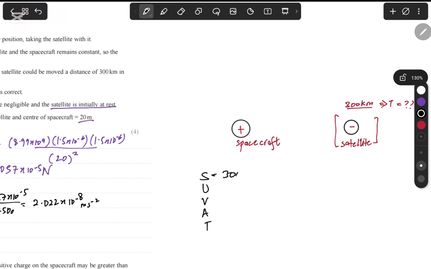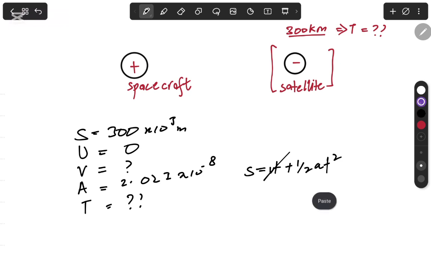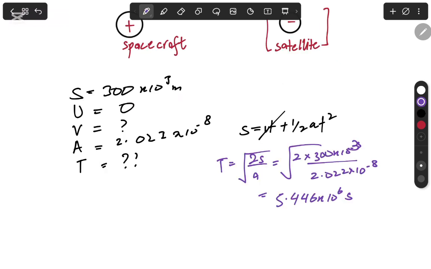So you have 300 kilometers times 10 to the power of 3 to make it meters. Initial velocity is 0. Final, I don't know. And acceleration is 2.022 times 10 to the power of minus 8. And the question mark is the time. So we can use s equals ut plus half at squared. This cancels out because u is 0. And now I'm just going to find the value of t. So now we have got the answer as 5.446 times 10 to the power of 6 seconds.